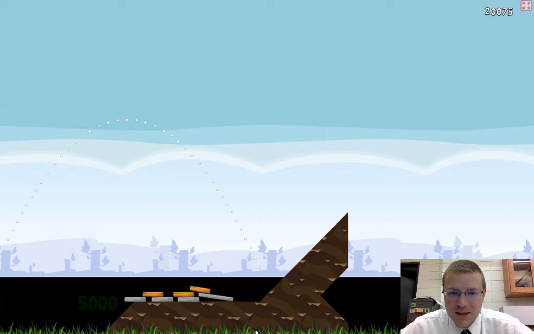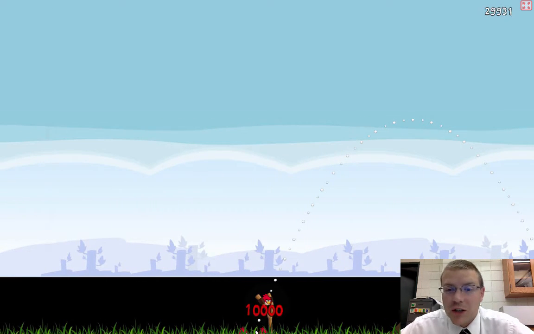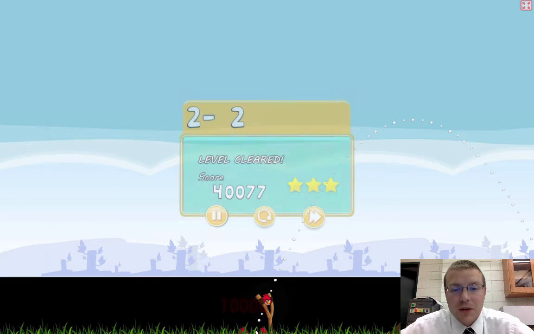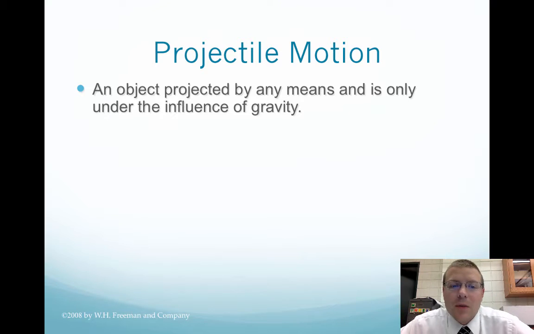Perfect. So when you get really good at projectile motion, you become really good at Angry Birds. A projectile is an object that is projected by any means, and the only thing that acts on it is gravity. If gravity is the only thing accelerating this object, we say it has become a projectile.